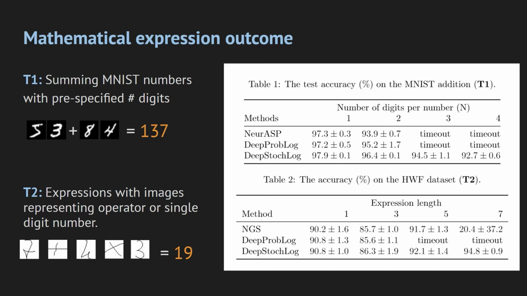The first one just sees a sequence of images, and then what the sum of the images consisting of these MNIST digits are, without knowing the individual labels. In the second one, also the operators like plus, minus, and times are encoded in the images. We see here that DeepStochLog is able to handle larger expressions and with better performance.